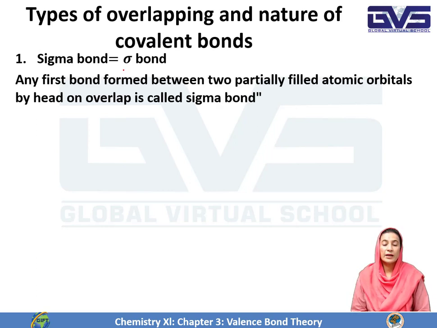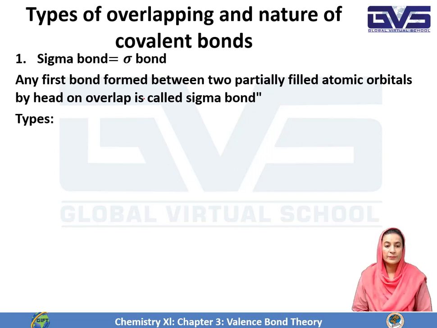A sigma bond is the first bond that is formed between two partially filled atomic orbitals by head-on, head-to-head, or end-to-end linear overlapping. Sigma bonds can be between s and s, between s and p, or between p and p. I will explain with the help of examples as well.